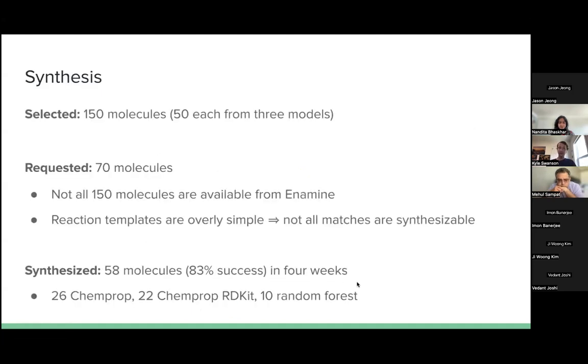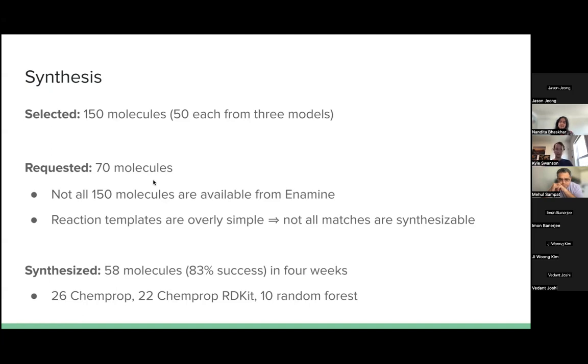And so now that we have these molecules, we can actually go ahead and do synthesis. So as I said, we selected 150 molecules total, 50 from each of those 3 models. And in the end, we were able to request 70 of them from Enamine. So not all 150 were directly available from Enamine. This gets into some chemical details, but essentially the reactions that we were able to hard code into our SyntheMol system were actually a little more broad than the specific reactions that Enamine itself is capable of. There are tons of chemical details I can talk about if you're curious, but basically we're not able to directly synthesize all of those molecules. But we were still able to at least ask for 70 of those 150.